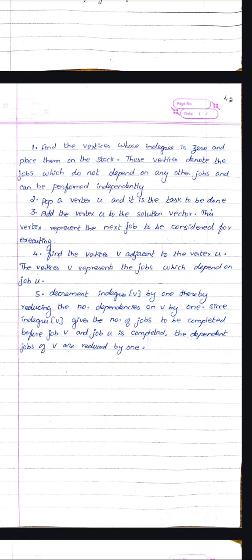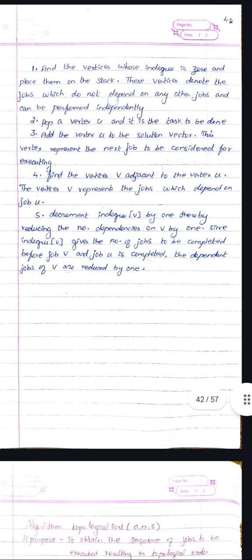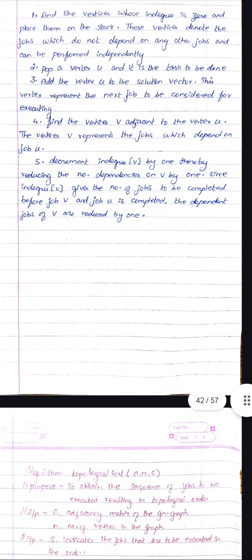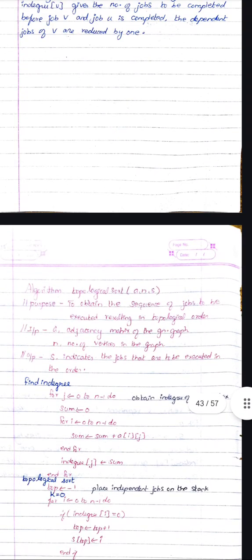Considered for executing, find the vertices V adjacent to the vertex U. The vertices V represent the jobs which depend on job U. Decrement the in-degree of V by 1, thereby reducing the number of dependencies on V by 1, since the in-degree of V gives you the number of jobs to be completed before job V. Once job U is completed, the independent jobs of V are reduced by 1.